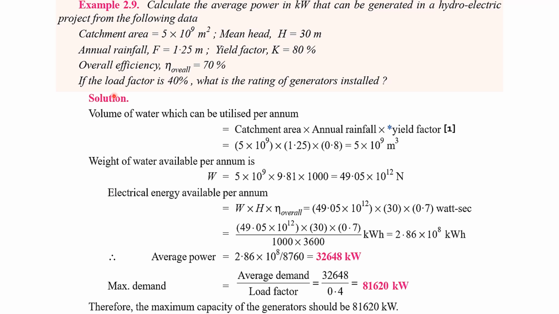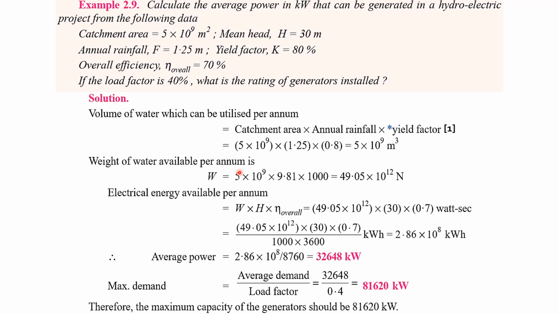So let us look at the solution. The volume of the water which can be utilized per annum is given by catchment area × annual rainfall × yield factor. This is obvious now, that the yield factor gives the amount of water which is available to be used to produce electric power. Annual rainfall is given to you, and catchment area is also given to you. So this much volume of water is available for use to generate electricity.